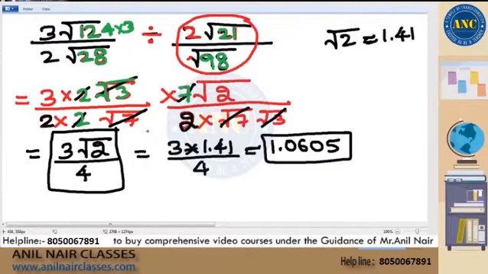Simplify, cancel everything you can. The value of root 2 we should know as 1.41, which will keep repeating in so many problems in future. So I wrote root 2 as 1.41, and I multiplied and then divided by 4 to get the answer approximately as 1.0605. Jishnu, I believe that it is clear, sir.